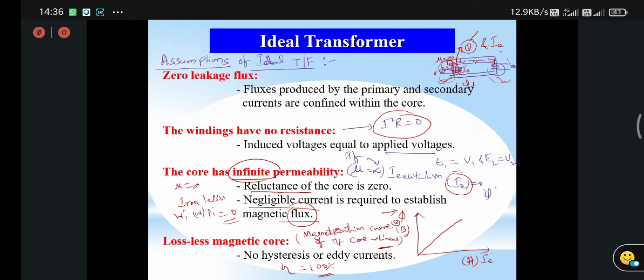The transformer has no winding resistance and no magnetic leakage flux, all the flux produced in the core links with both primary and secondary, and it has no copper losses and iron losses. That means the ideal transformer consists of only two purely inductive coils. This is one inductive coil and this is another inductive coil. So two purely inductive coils are wound on a lossless core.